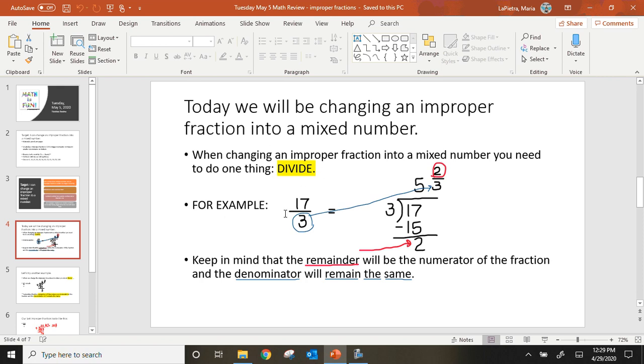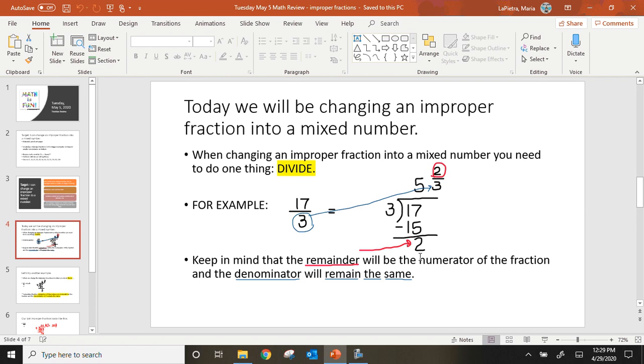And here's my example, 17 over 3. Don't forget, your top number is bigger. The top number will always go in the house. There it is, 17's inside the house. Your 3 is the outside of the house, which is your denominator, is going to be your divisor. So when we go ahead and divide, 3 goes into 17 5 times. That's my whole number.